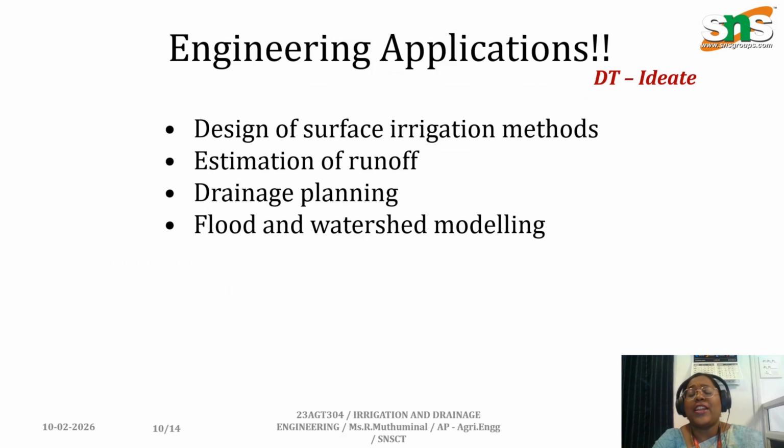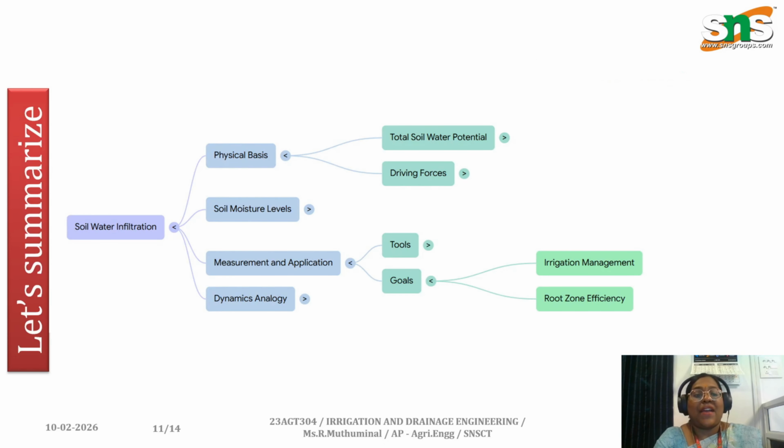So these are the engineering applications that we could use under infiltration models. With the help of infiltration models, we can use them for design of surface irrigation methods, estimating the runoff, drainage planning, and flood and watershed modeling. So this is what we have seen today.